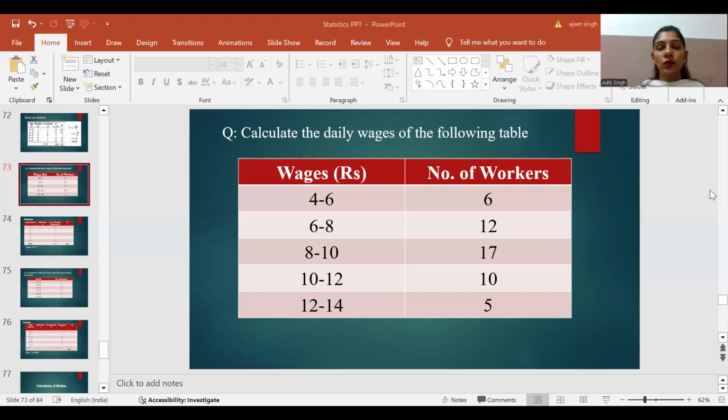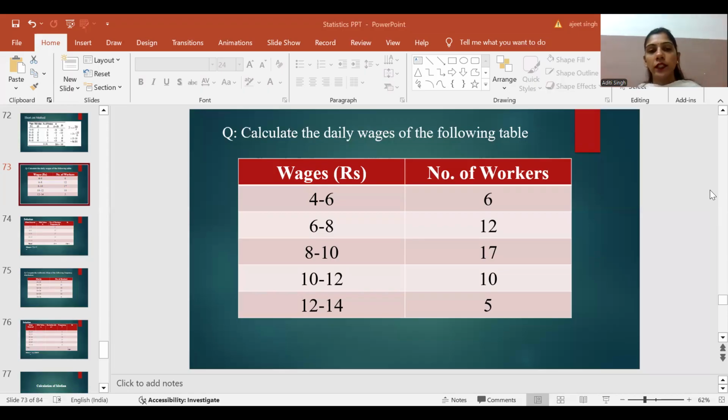So in today's lecture, we will do some more questions of mean to calculate arithmetic mean in continuous series. I will solve a few questions for calculating arithmetic mean under continuous series. We will solve the questions by both methods, the direct method and the shortcut method.